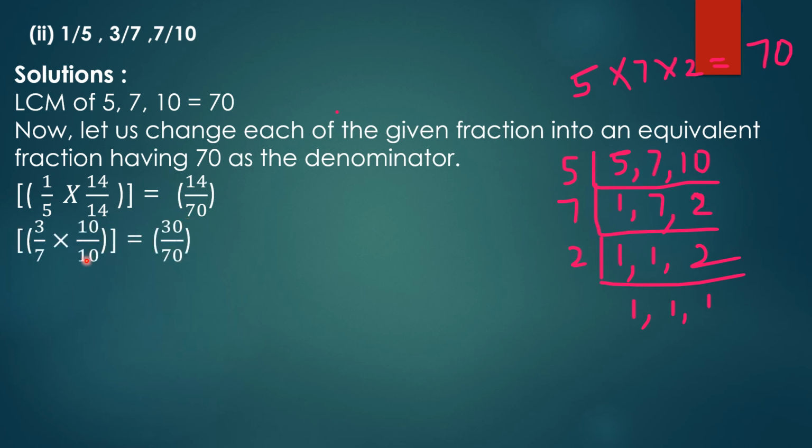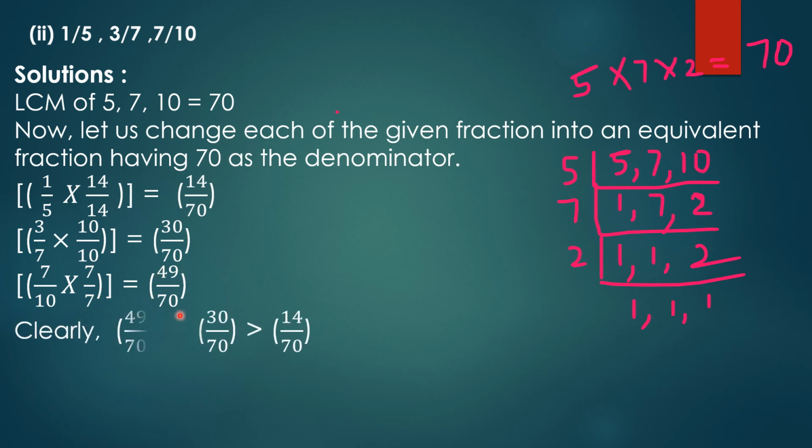And the next fraction is 3 by 7. Now the denominator should be 70, so it should be multiplied by 10, and the numerator also multiplied by 10. Therefore 3 tens are 30 and 7 tens are 70. And the next fraction is 7 by 10. Multiply with 7 because 10 into 7 is 70. Multiply the numerator also with 7. 7 sevens are 49. So this will become 49 by 70.